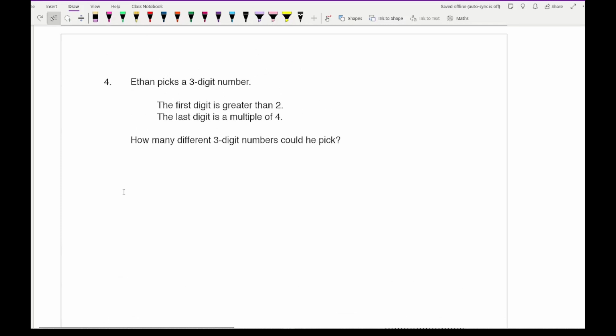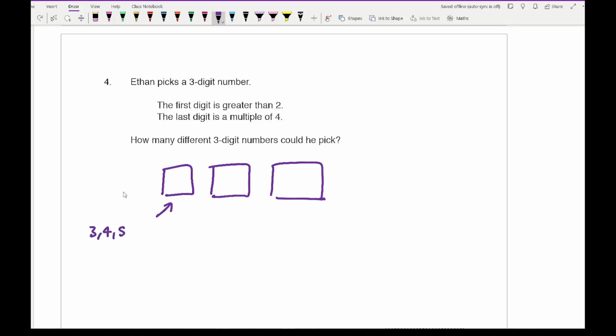So question 4 says Ethan picks a 3-digit number. The first digit is greater than 2. The last digit is a multiple of 4. How many different 3-digit numbers could he pick? So again, let's draw our boxes, which I think definitely comes in handy when working with these questions. Now the first digit is greater than 2. So that means that it's either going to be 3, 4, 5, 6, 7, 8, or 9. So there are 7 combinations. Let's not put a box around it because I don't want to get confused. So let's just put a little circle around it.